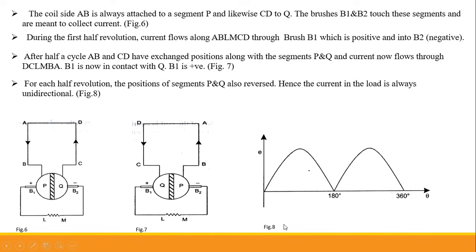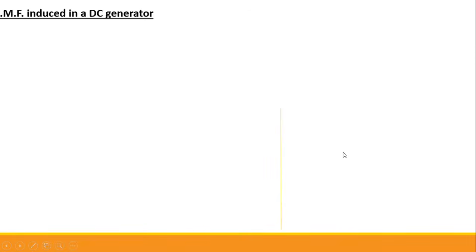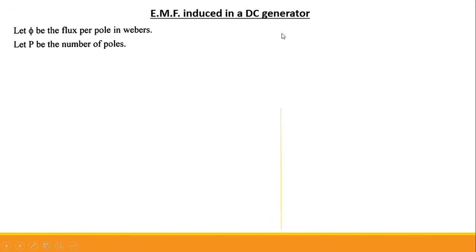Now look at the diagram 8. On the x-axis we have taken theta, on the y-axis we have taken EMF, from 0 to 180 degrees and 180 to 360 degrees. In both cases we have positive half cycle only, there is no negative half cycle, so it is considered as unidirectional EMF. In a generator, the split rings are called the commutator. Let us know the EMF induced in a generator. Now we are going to know the equation, that is the EMF equation induced in a DC generator.